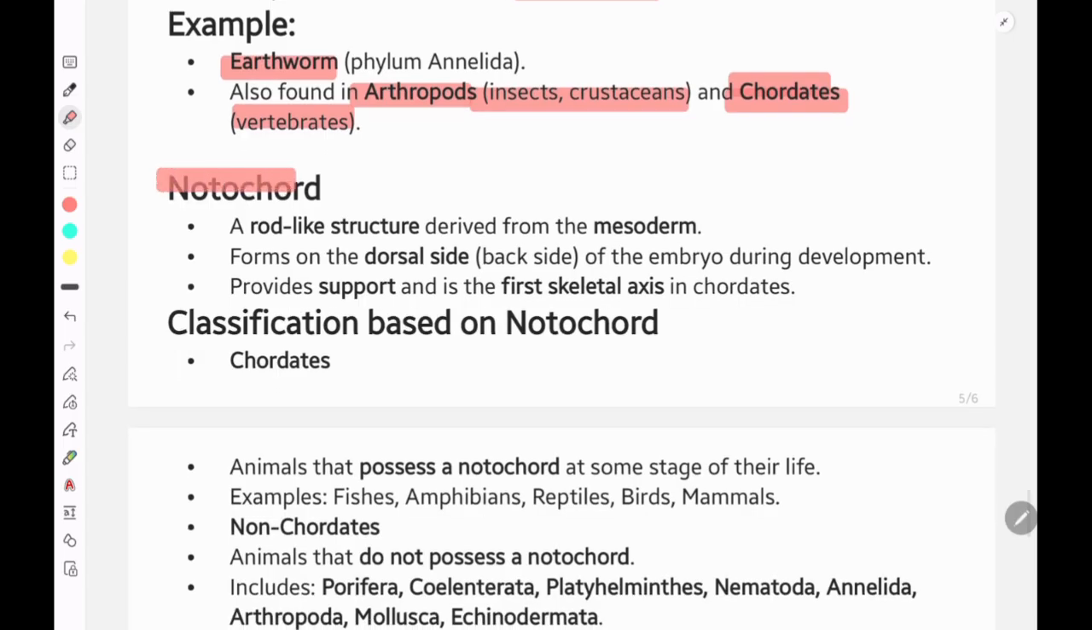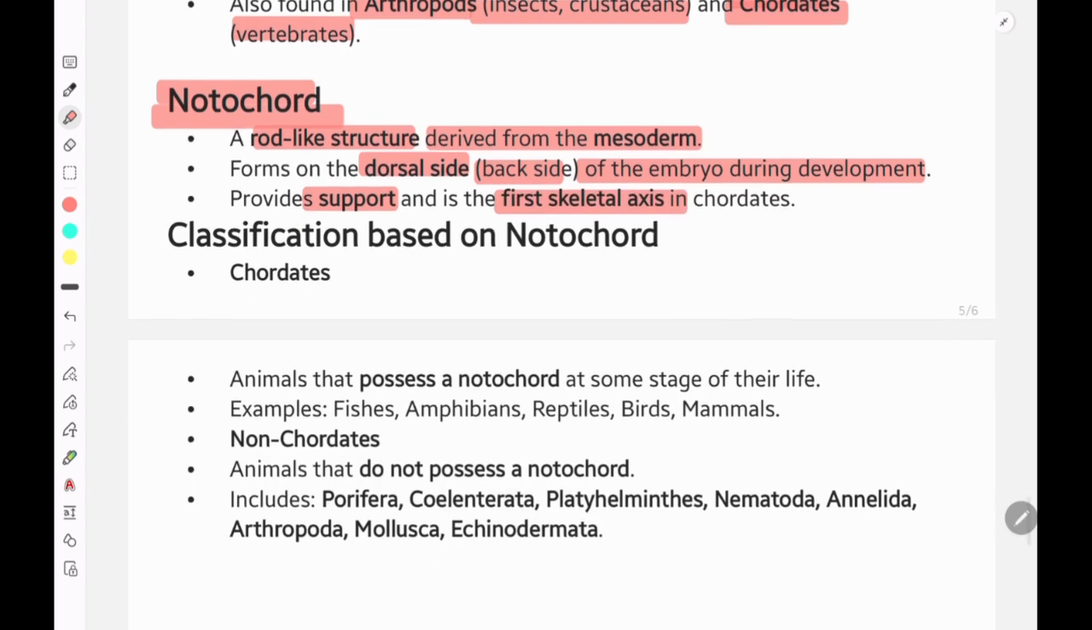Now there is notochord. What is notochord? Notochord is a rod-like structure which is developed from mesoderm. It is present on the dorsal side, the back side of the embryo during development. It provides support. It is the first skeletal axis in the chordates.